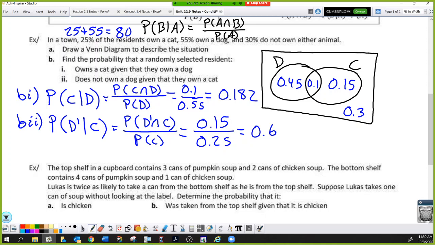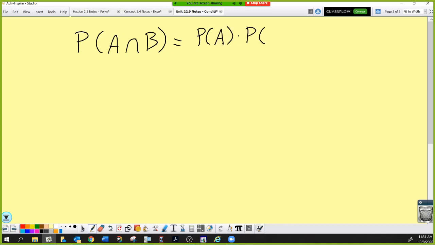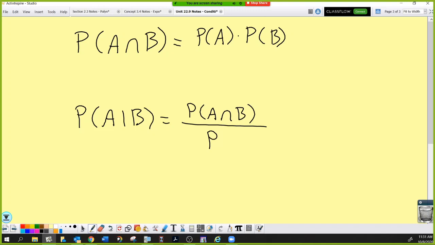Now, before I move on to the last example, I do want to ask you a question, and I'm going to do this off to the side of the notes. You can be like, so what's the formula for the probability of A intersect B? Isn't this formula the probability of A times the probability of B? That's the formula for an AND statement, right? But didn't we just find out that the probability of A given B is the probability of A intersect B divided by the probability of B? This is what I just showed you, correct?